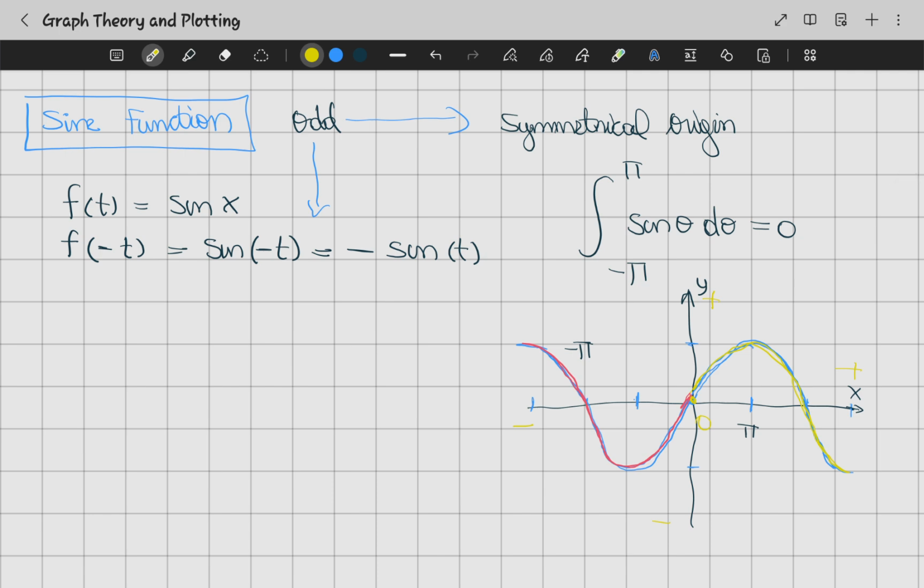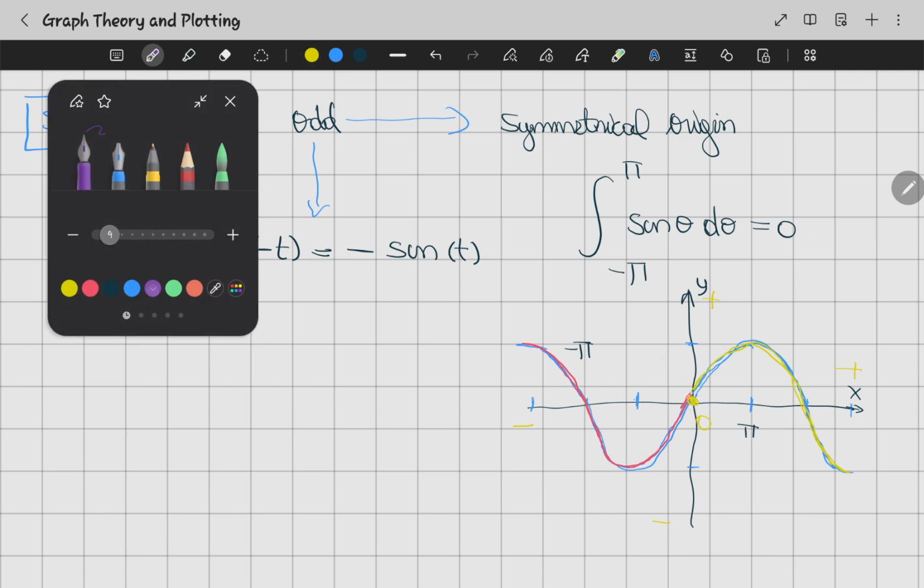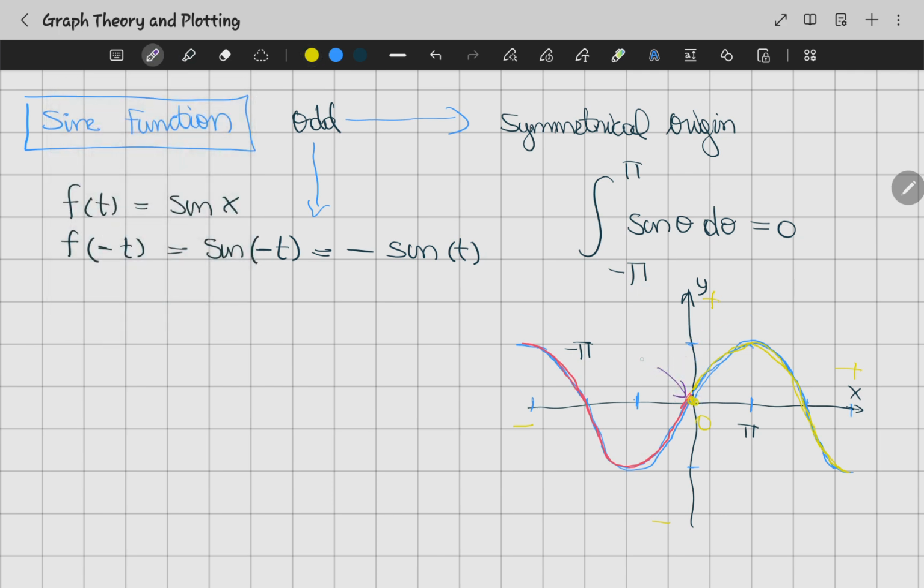And also consider the representation. This is what we call symmetric. This is where we have our origin. So for that reason, we say this is symmetric at origin.